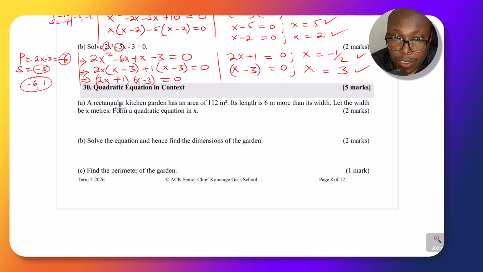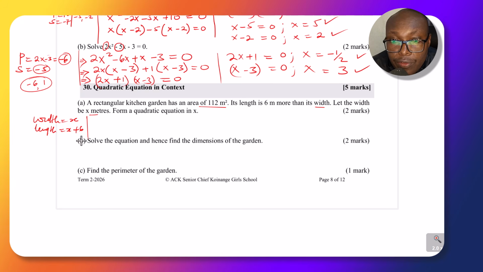So this rectangular kitchen has an area of 112. The length is 6 more than width. So if the width is x, then the length is 6 meter more. The length is 6 meter more, though, so it means it will be x plus 6. So if you're letting the width to be x meters and the length is 6 meters more than the width, so the length will be x plus 6.